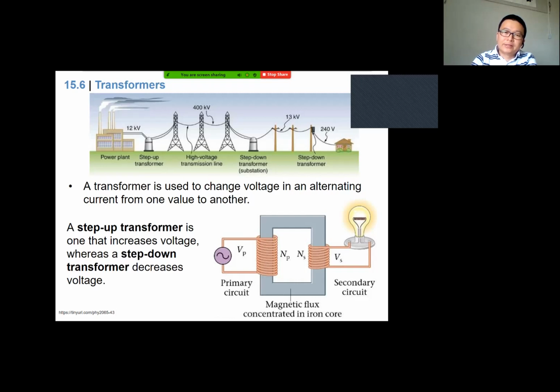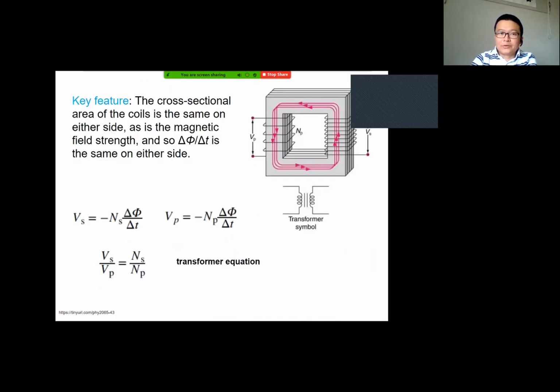So this is again using Lenz's law. We will take a look at that. Here, the cross-sectional area on the primary circuit and the secondary circuit are the same. If you have current going through here, then a magnetic field will be generated through this metal material, so you are confining your magnetic field in these parts. That's the same magnetic field over here and here.